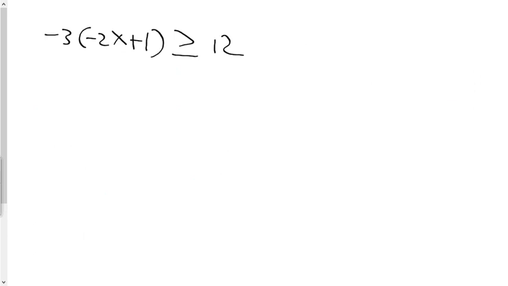Our next question, negative 3 groups of negative 2x plus 1 is greater than or equal to 12. There are 2 ways you can solve it. And in fact, I'm going to do it real quick both ways. I'll clone it.